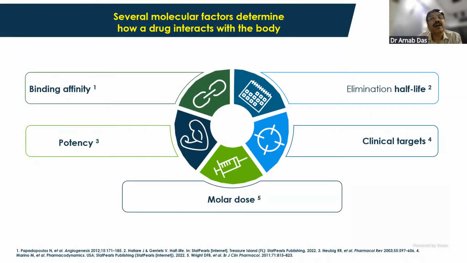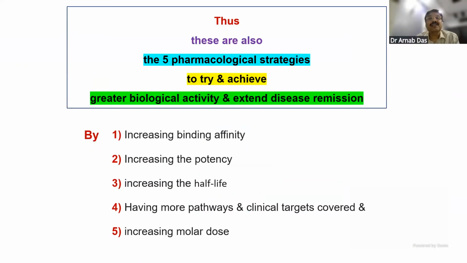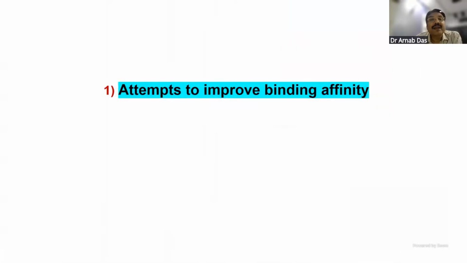Several molecular factors determine how a drug interacts with the body. They are the binding affinity, the elimination half-life, potency, clinical targets, and molar dose. Thus, these are also the 5 pharmacological strategies to try and achieve greater biological activity and extend disease remission: by increasing the binding affinity, increasing the potency, increasing the half-life, having more pathways and clinical targets covered, and increasing the molar dose. Attempts to improve binding affinity.